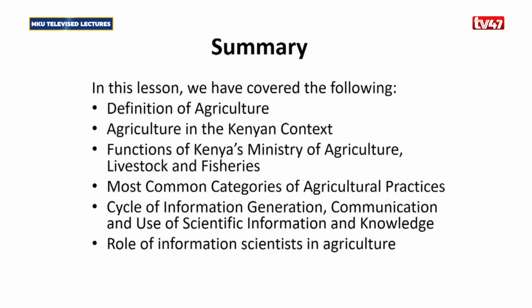And we have concluded by identifying the role of information scientists in agriculture. And we have seen that it is a supportive role which is played in the background but is very essential towards the success of agriculture in any country.